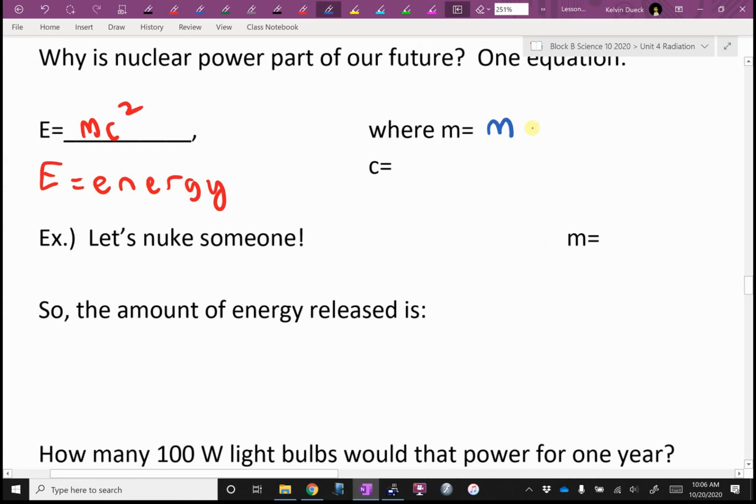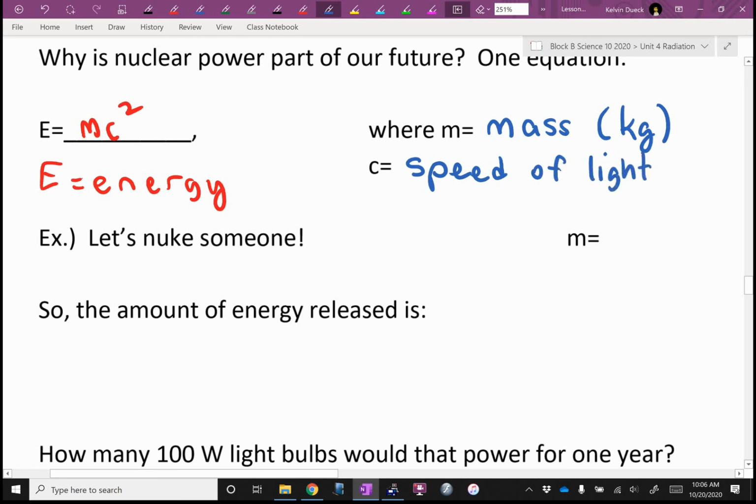The M stands for the mass, has to be in kilograms, not pounds. And C is the speed of light.